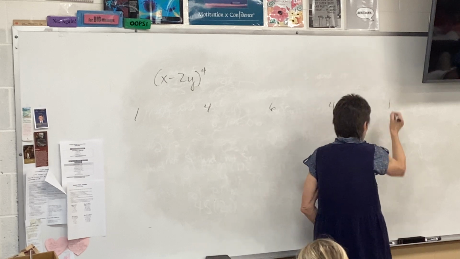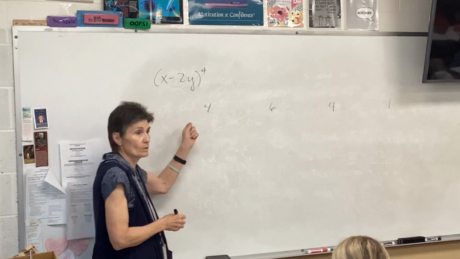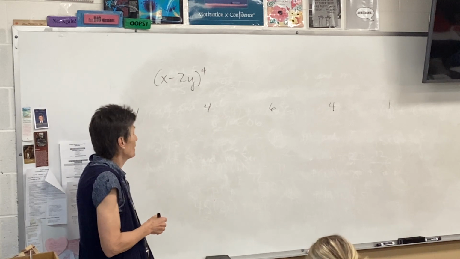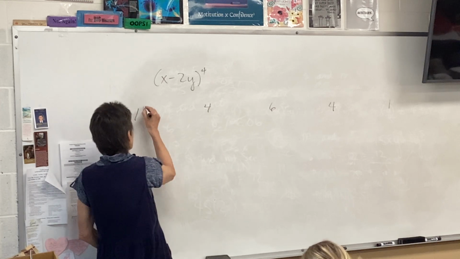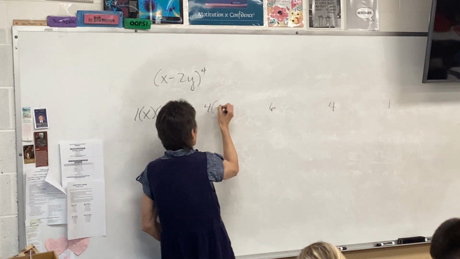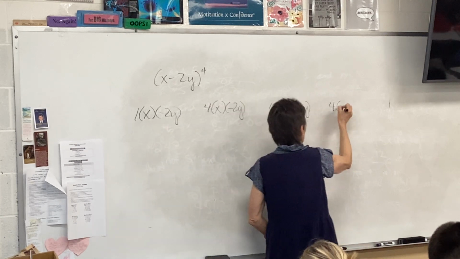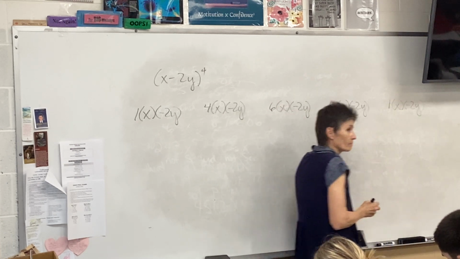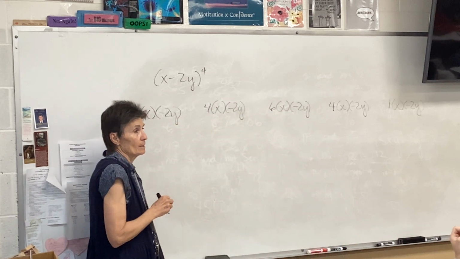What is your other option if you don't want to use the triangle? You can do 4C4, 4C3, 4C2, and so on. That will give you the same numbers. All right, what happens next? Next to each of those, in parentheses, we put an x and a negative 2y. Right? Now what?